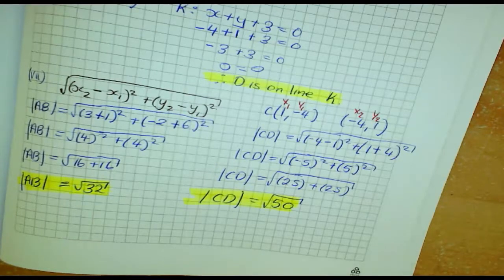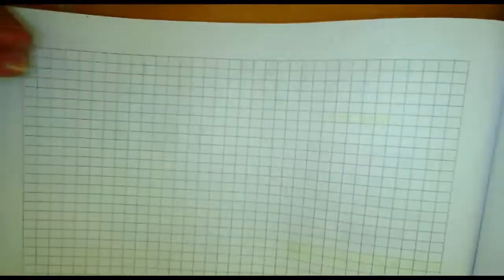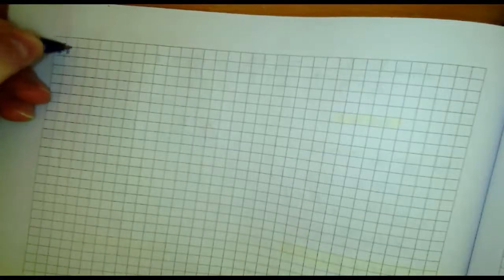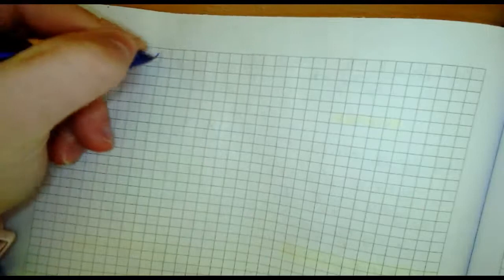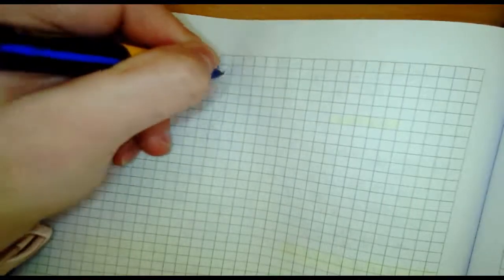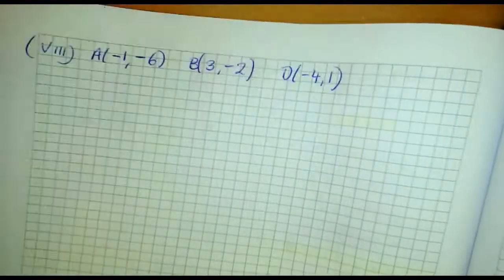And part 8 then asked us to find the area of the triangle ABD. Okay, so find the area of the triangle ABD. So we're told that the point A is -1, -6, and B is 3, -2, and D is -4, 1, and we're asked to find the area of the triangle.